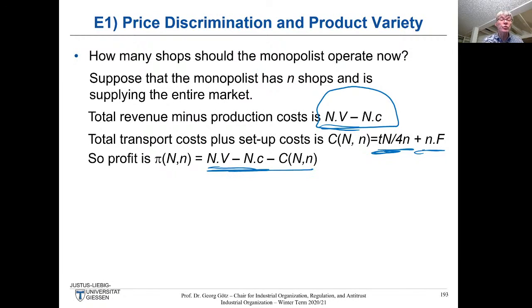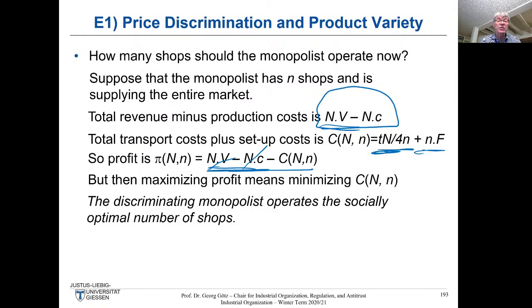And what you want to do, as these are constants here, n times v minus n times c, you simply minimize this total cost, and this is exactly what the social planner did. So the discriminating monopolist operates a socially optimal number of shops. Okay, again we have perfect price discrimination. And here you see, you even are able to increase your profit.